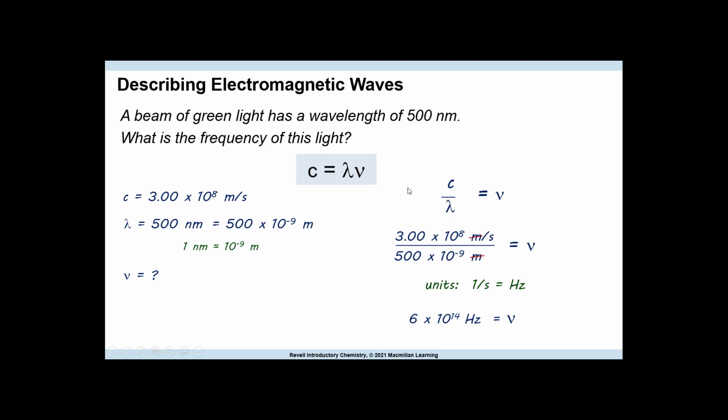Okay, so now we plug everything in. The meter should cancel out because I already said that I know my units should be in 1/s or hertz. They do. I have my units. And my answer is 6 times 10 to the 14 hertz, and that is the frequency.